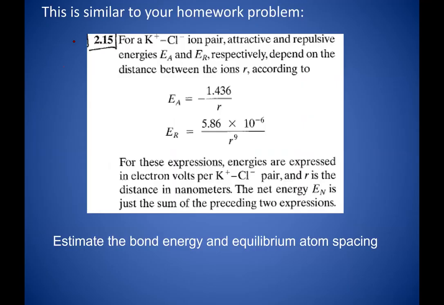All right, for homework, you will be looking at the attractive and repulsive energies between two ions. In this example, we have potassium and chloride. I don't remember off the top of my head what your homework was, but they will give you the attractive equation and the repulsive equation. And remember, again, what we need is just the net.